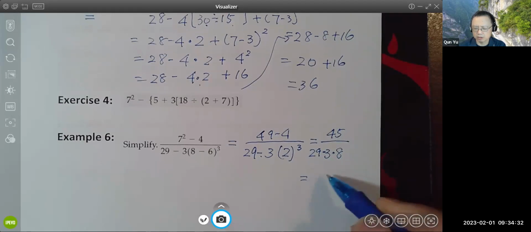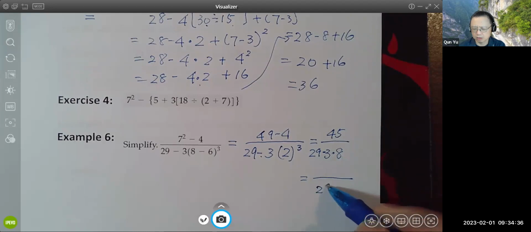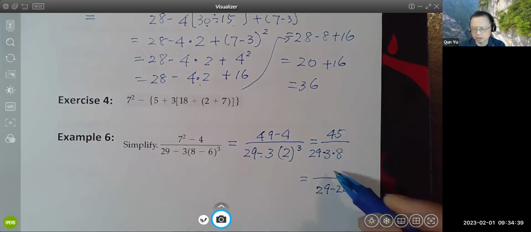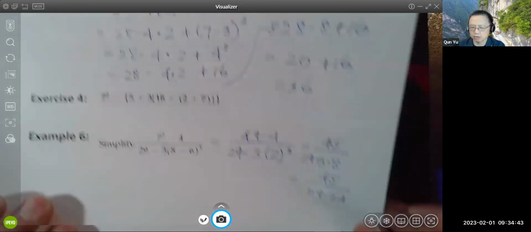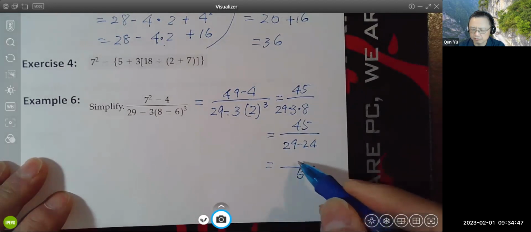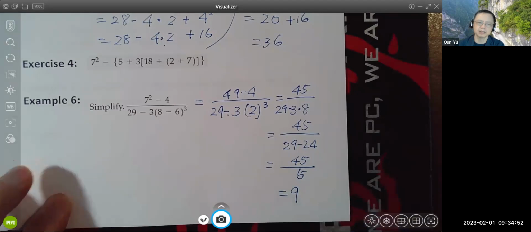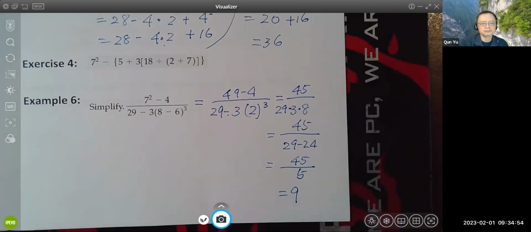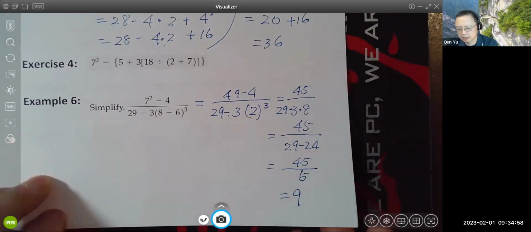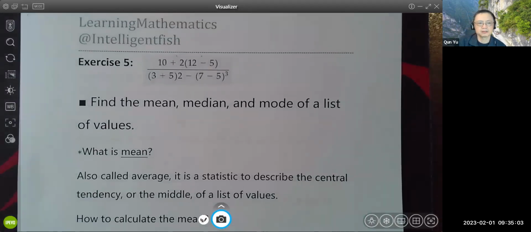So now we do multiplication first. On the bottom, 3 times 8 is 24. So 29 minus 24, 45 on the top. And 29 minus 24 is 5. And 45 divided by 5, that is 9. So the final answer is 9. And you get something similar as an exercise problem on the next page. And there it is.